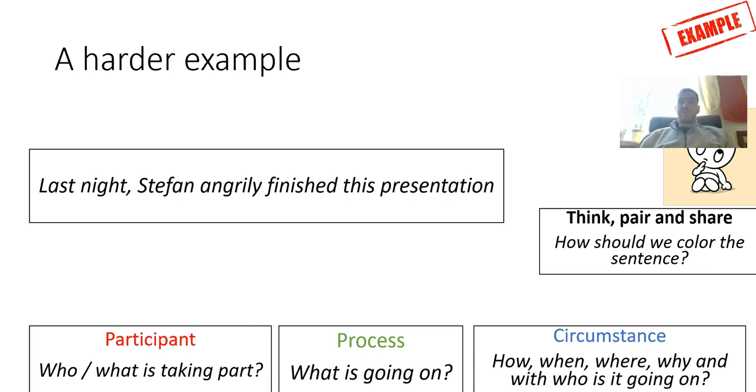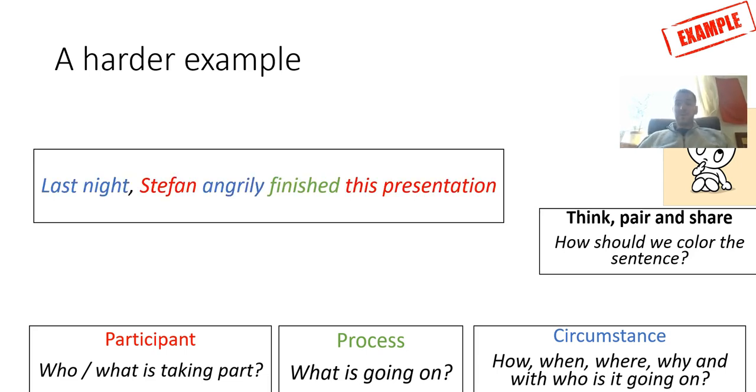We're gonna do a last example, which will be a bit harder. In this example, there are multiple participants. There's one process, and there are two parts of circumstance. If you want to give it a go on your own, you're welcome to pause the video and attempt. Otherwise, I'm gonna explain in 3, 2, 1.